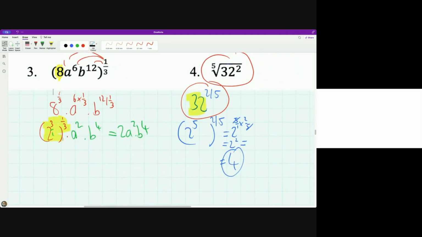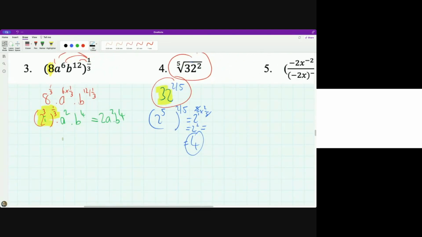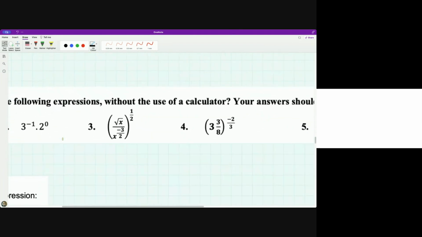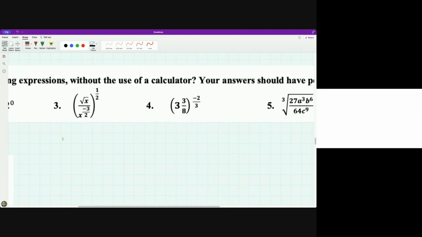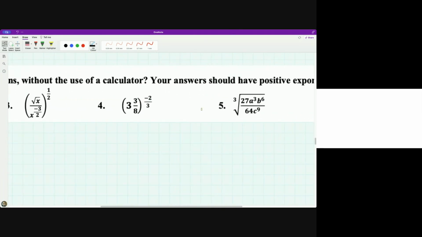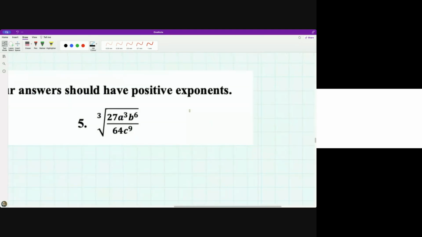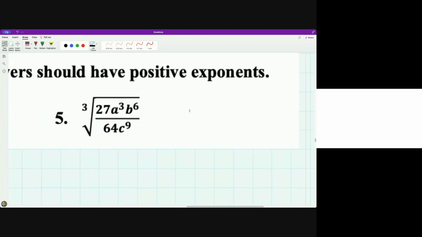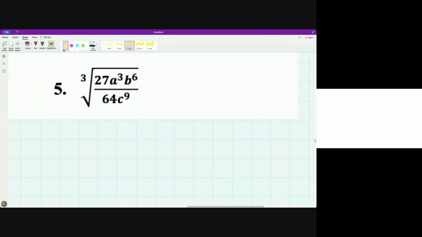Yeah, let's see if I can get another one in. Let's see here. I don't want to do that one. Let's try this one. Can you simplify this and leave it with positive exponents? See what you can do there.